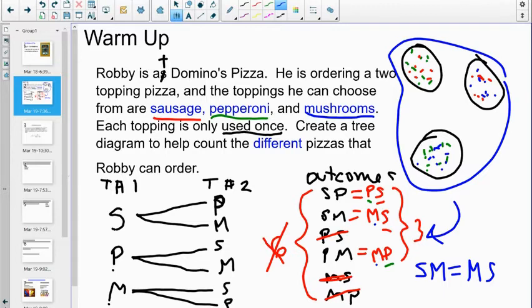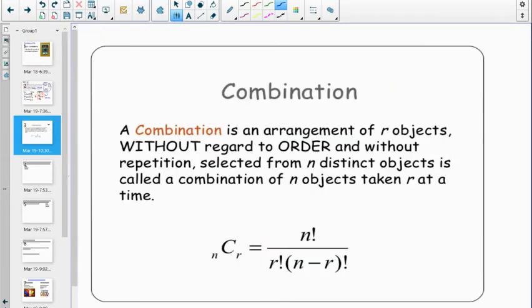Okay. So combinations. A combination is an arrangement of R objects without regard to order. So order does not matter, without repetition, and it's selected. So it's that same thing where N is our total, same thing as we did for permutations, and R is the number of objects being selected at a time.